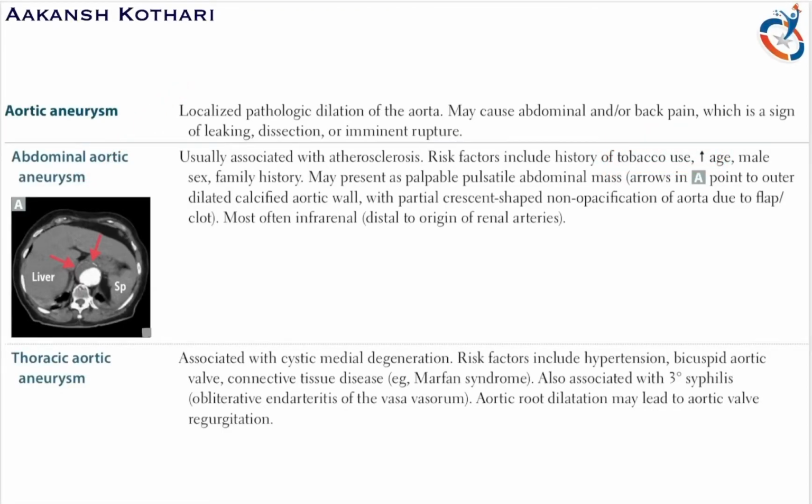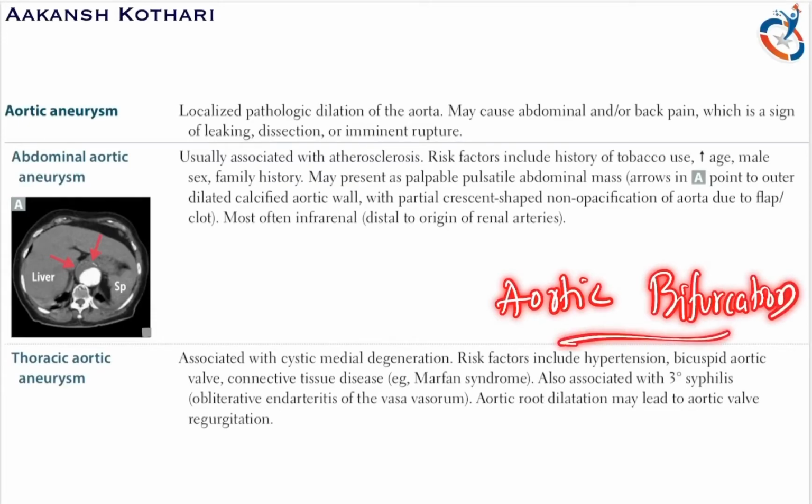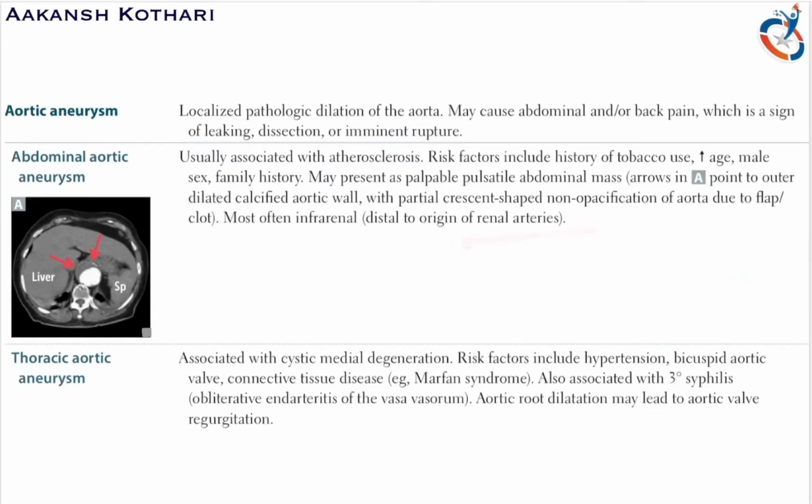Now, in the CT scan, there is obviously presence of calcification of the aortic valve with a crescent-shaped non-opacification. Is it clear? And it is mostly infrarenal. That means the abdominal aortic aneurysm usually occurs distal to the origin of the renal arteries, and before the aortic bifurcation. Is it clear? So it is between the renal arteries and the aortic bifurcation.